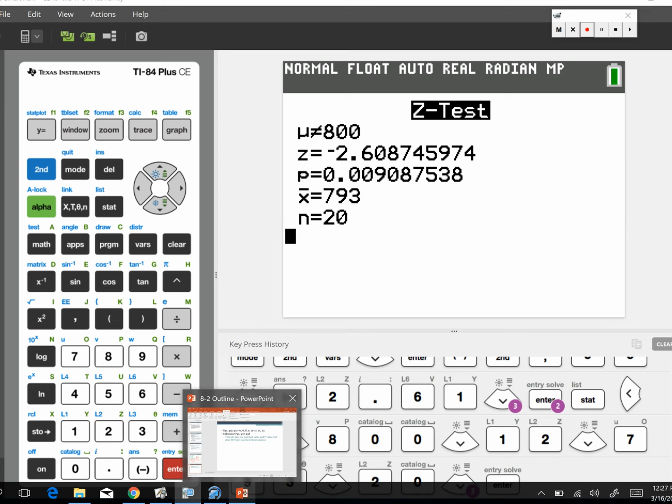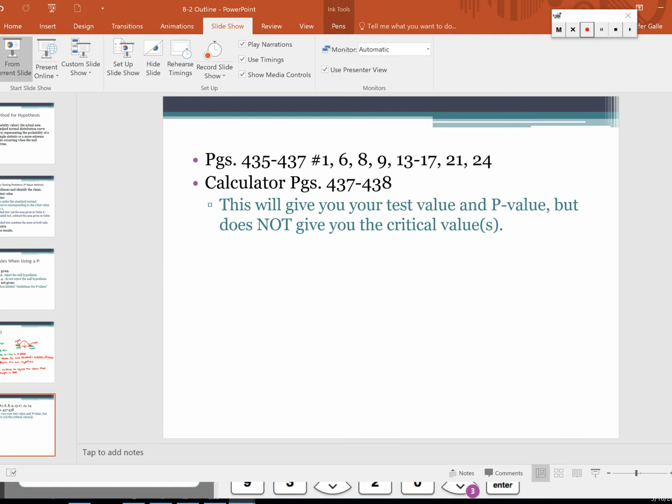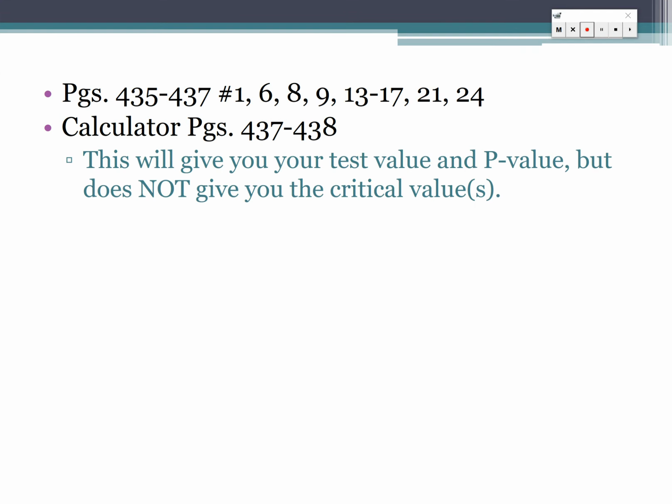So when you do the calculator stuff, and I do have this information on your handout, you can't just bank on, I don't need all those steps because I'll use the calculator. It's not like the confidence intervals. Everything is not done for you by the calculator. It'll do the test value for you, and that formula isn't super tough anyway, and it will find the p-value for you. That's all it will do, though.